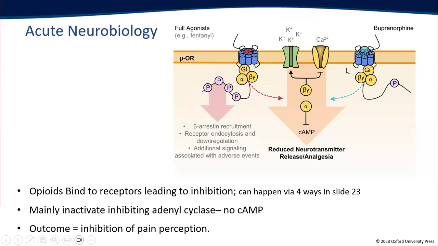I can turn off calcium excitation, and inhibition, because no longer is the presynaptic cell firing. But inevitably, the long-term downstream effect is, right? If I'm doing this, what am I doing? I am turning off adenylyl cyclase, and that leads to a reduction of cyclic AMP, and I'm going to no longer feel pain. So again, opioids bind, leading to inhibition, one of the 4 mechanisms we covered in slide 23. I inactivate adenylyl cyclase, no cyclic AMP, no pain. So the drug's doing its job.